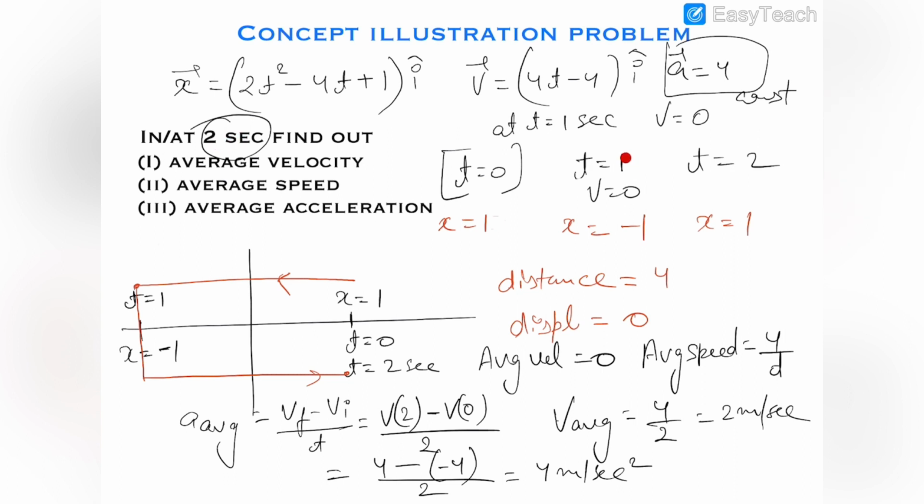In some questions, if velocity is 0 twice, you have to trace the particle at 4 instants. Now you can trace the particle, find the clear difference between distance and displacement, and then find the further quantities asked in the question. Now let's move on to the next concept illustration problem.